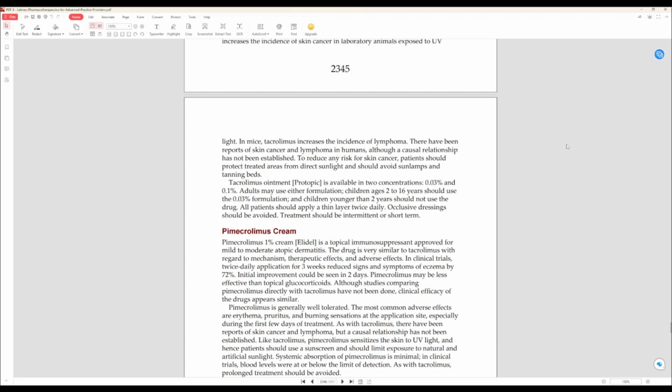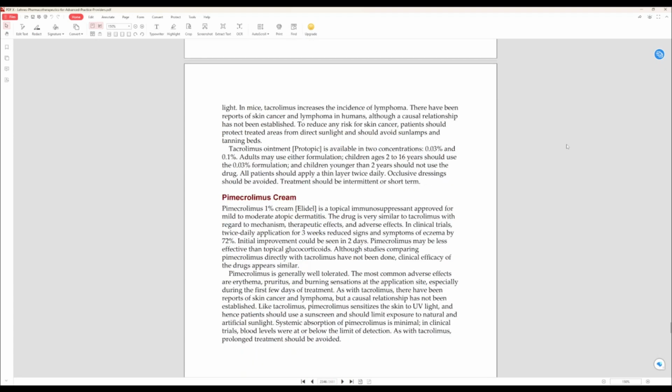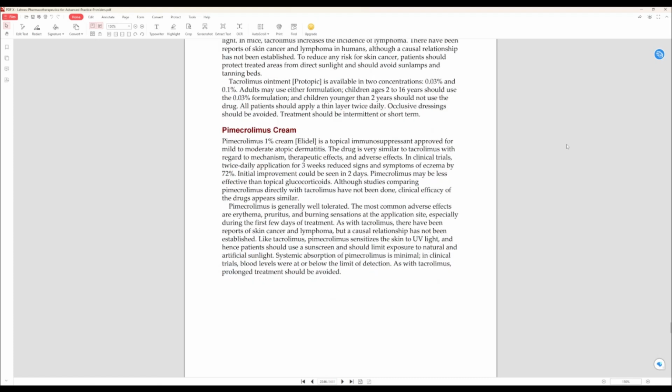To reduce the risk for skin cancer, patients should protect treated areas from direct sunlight and should avoid sun lamps and tanning beds. Tacrolimus ointment is available in two concentrations, 0.03% and 0.1%. Adults may use either formula. Children ages 2 to 16 should use the lower of the two, the 0.03% formula. And children younger than 2 years should not use this drug at all. All patients should apply a thin layer twice daily. Occlusive dressings need to be avoided, and treatment should be intermittent or short term.